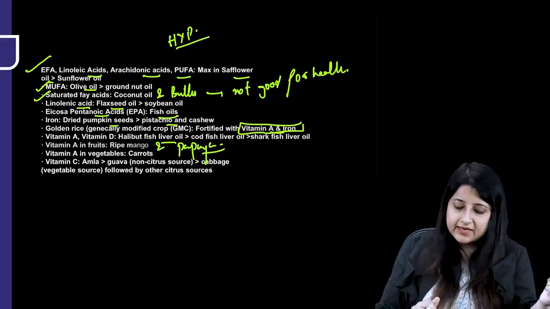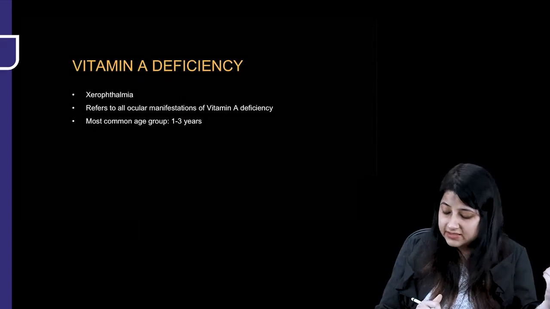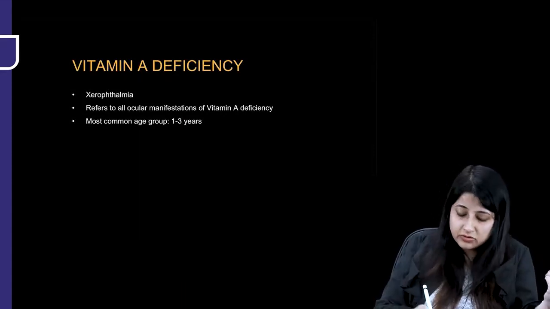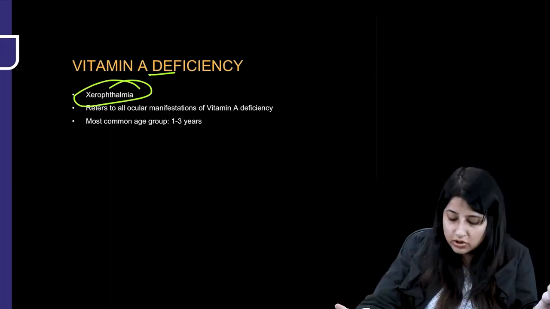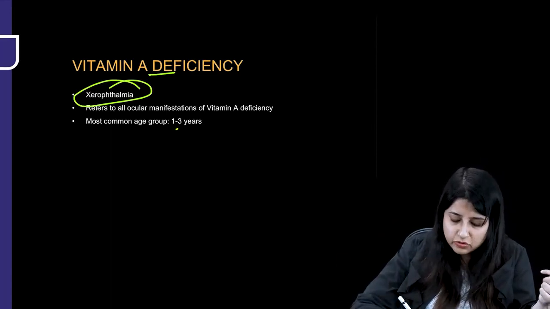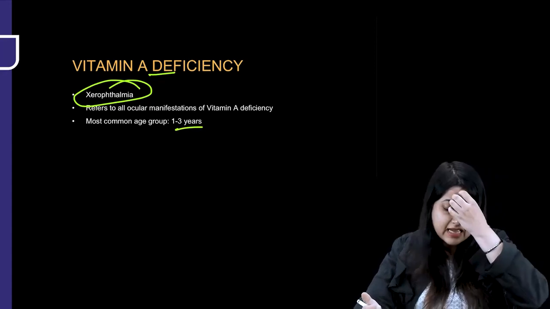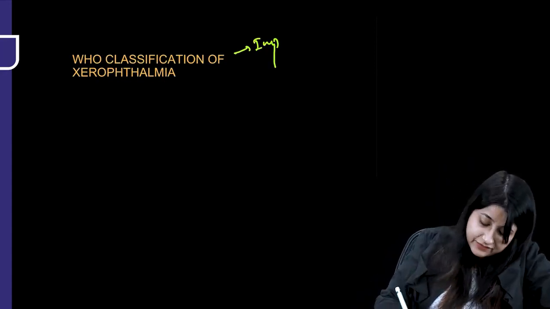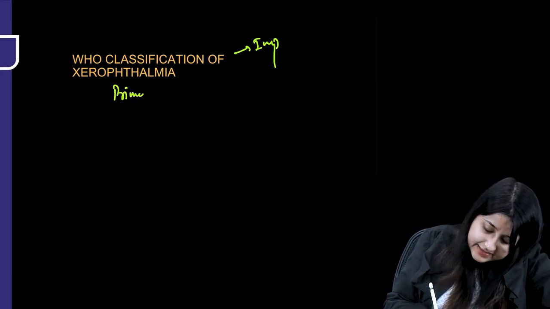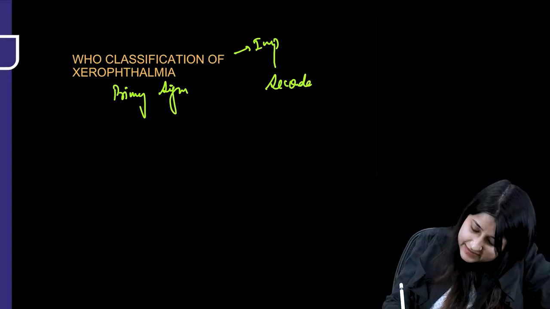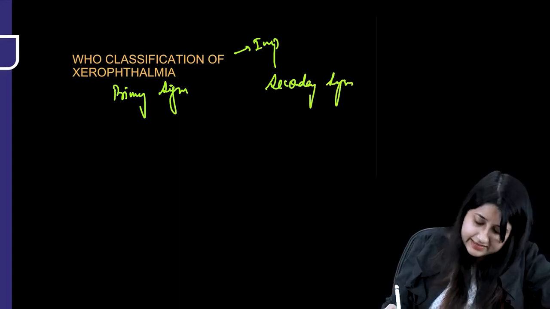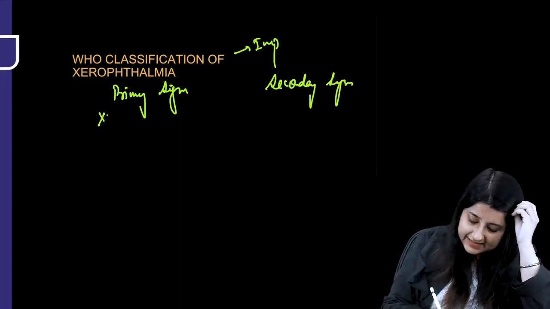All right. Now, let's quickly have a look at some of the vitamin deficiencies. You all know vitamin A deficiency is xerophthalmia, which refers to all ocular manifestations. Most common in the age group 1 to 3 years. Now, important is the WHO classification. How do you classify this? You classify this in the form of primary signs, and we also classify this in the form of secondary signs.